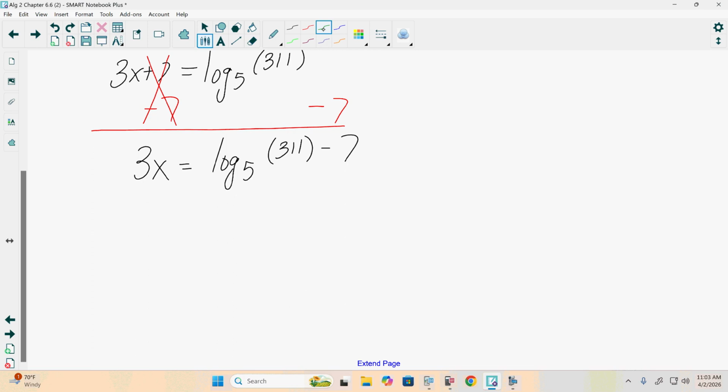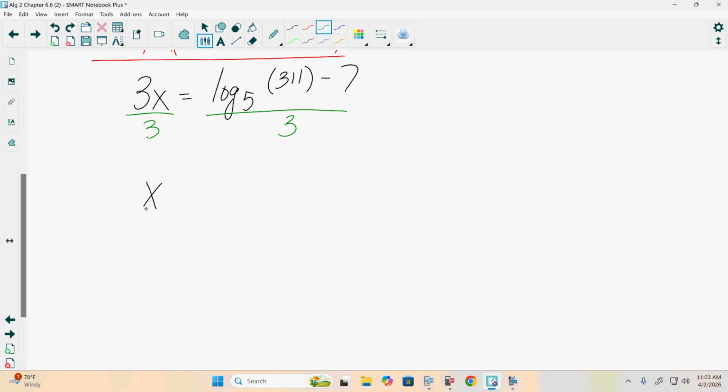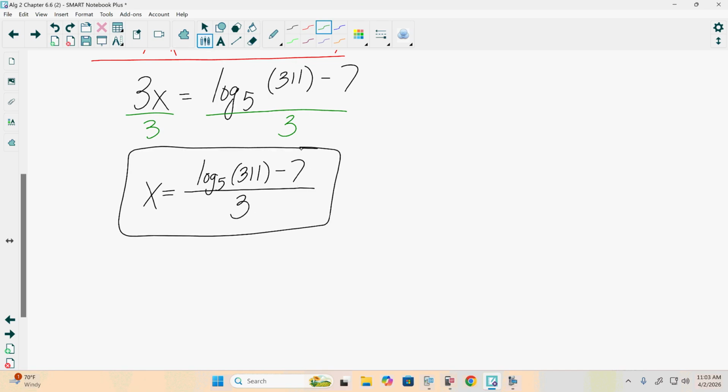We still have one other thing with x. We have the 3. So we have to divide both sides by 3, telling us that the value of x that makes this true is equal to log base 5 of 311 minus 7, all divided by 3. Questions on how we got this here?